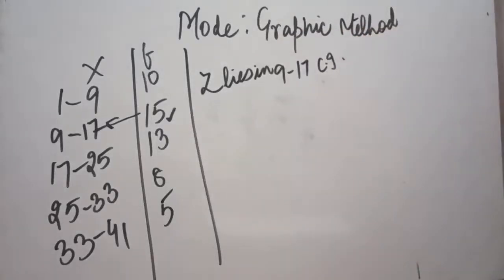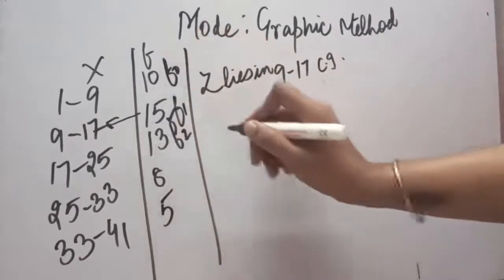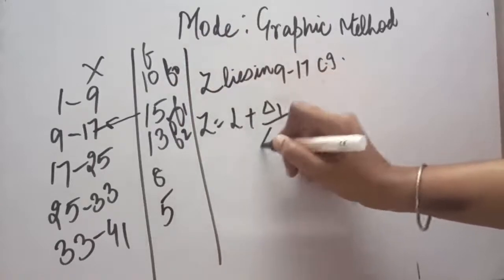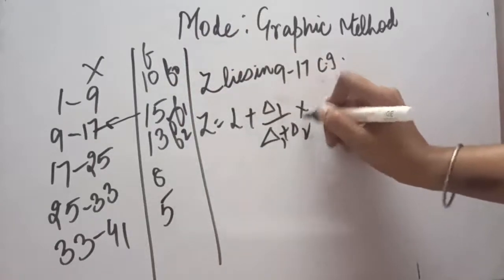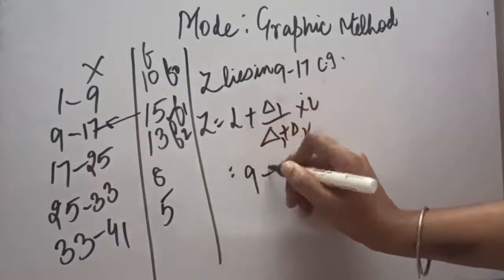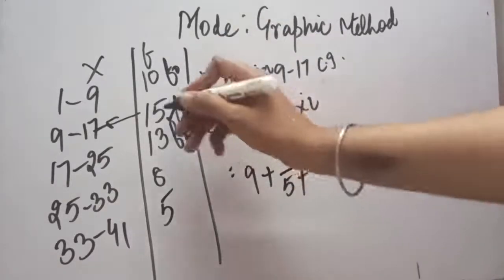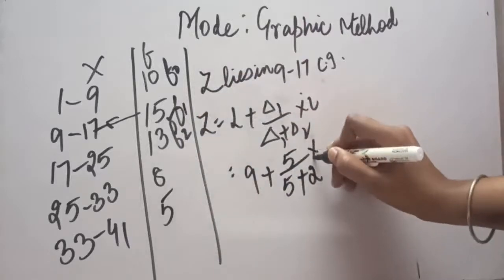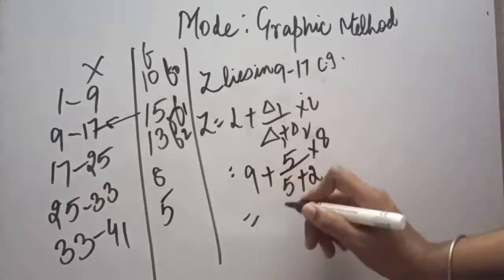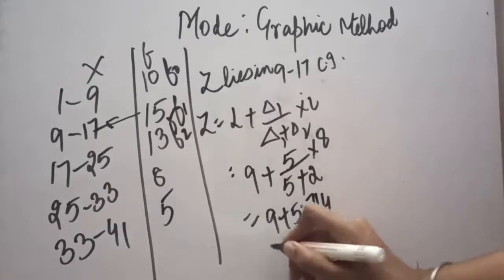If this is the case, this will be our F1, this will be F0 and this will be F2. And the value of Z will be lower limit plus delta 1 upon delta 1 plus delta 2, times the class width. This formula that we have seen, we will apply here. Here the lower limit will be 9. Delta 1 is F1 minus F0, that is 5, divided by 5 plus delta 2, which is 15 minus 13, that is 2. And the class width is 8 over here. So when we calculate it, it will be 9 plus 5.714.